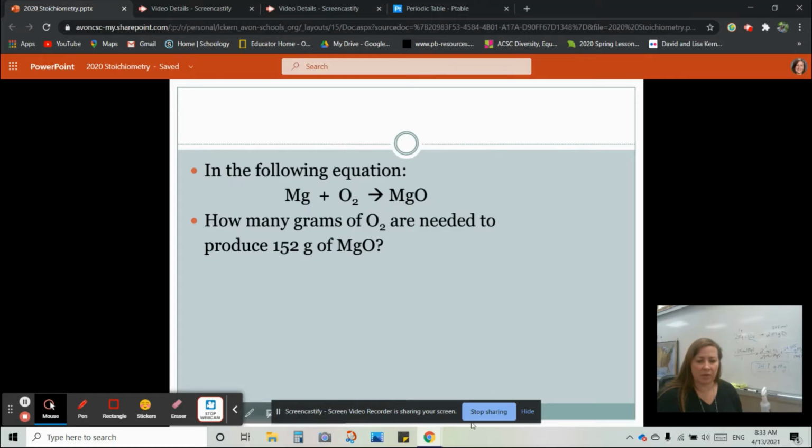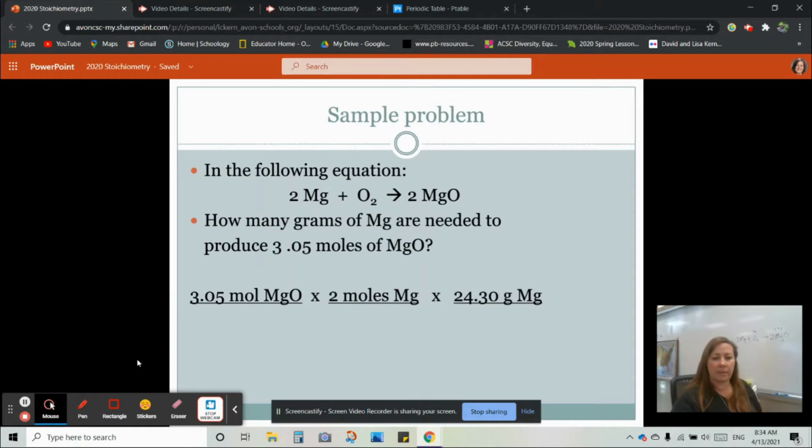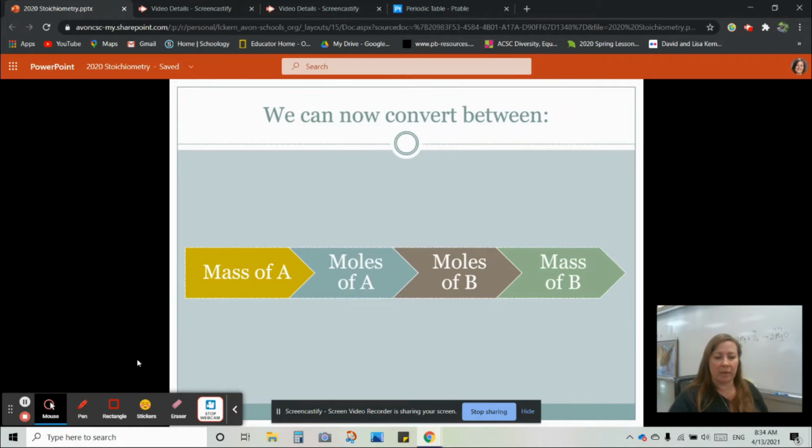Okay, here's another question. I'm going to pause and then we'll do this question. Okay, so in this question, we want to know how many grams of oxygen are needed to produce 152 grams of MgO. So here I've got my reaction written again. We're starting with this number, 152 grams of MgO, and we want to know how many grams of oxygen we have. Now, going back to our little mole map here, we are starting with grams of MgO, so mass of A, that's where we're going to start. So MgO is our A substance.